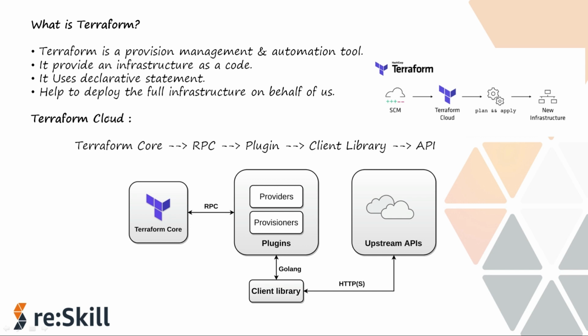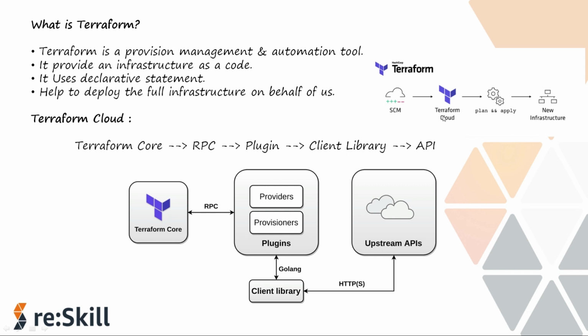You can see here the whole architecture of Terraform. Terraform uses a language called HCL, the HashiCorp Configuration Language, which is the official language given by Terraform and is similar to JSON. This is the SCM that you are seeing here. This is the GitHub code. From the GitHub code or the local code or anything, when you run it, it goes via Terraform Cloud, and whenever you click apply or plan, it will create a new infrastructure.